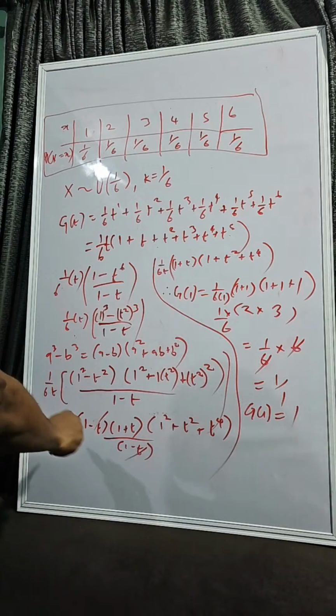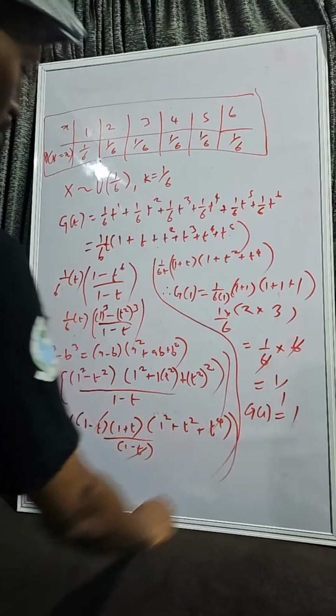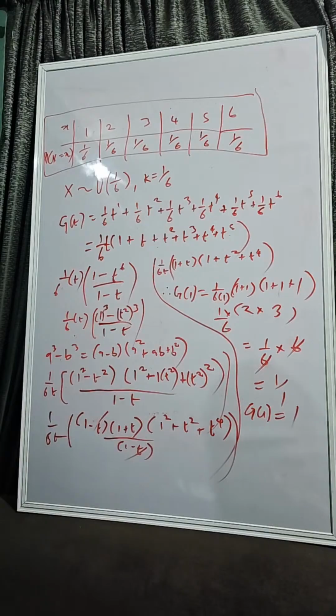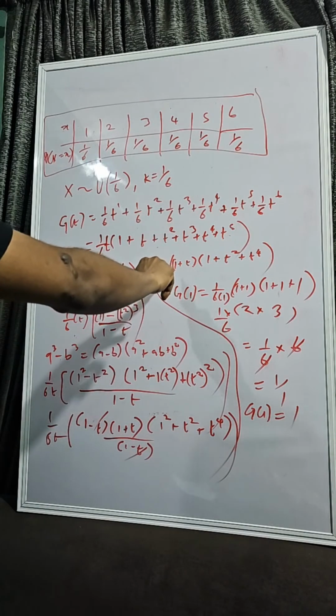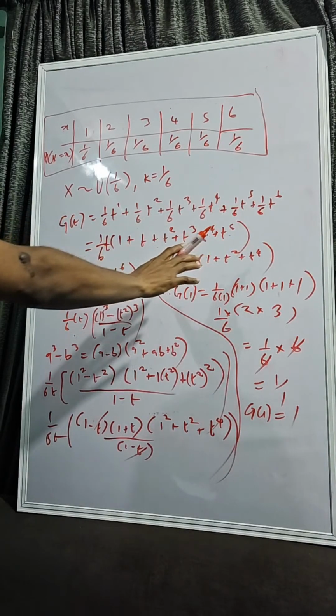So you're left with, don't forget, 1 over 6t is outside. So you are left with 1 plus t times 1 square plus t square plus t raised to power 4. So once we bring it to the side, we have 1 plus t times 1 plus t square plus t4, 1 over 6t. So this is our expression.